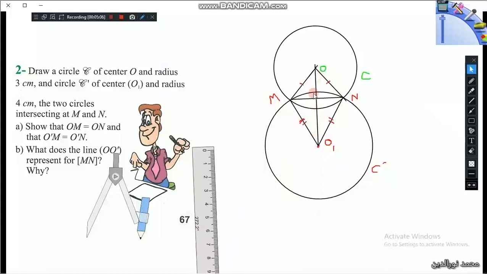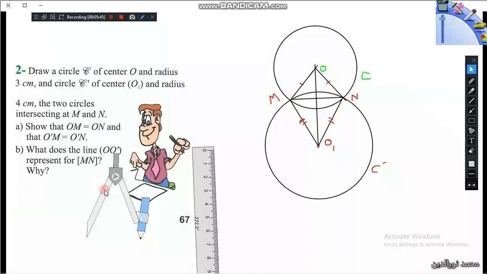We notice that O is equidistant from M and N. Before, we proved that OM equal ON, meaning O is equidistant from M and N. So O belongs to the perpendicular bisector of MN. Also O1 is equidistant from the extremities M and N. So O1 belongs to the perpendicular bisector of MN.